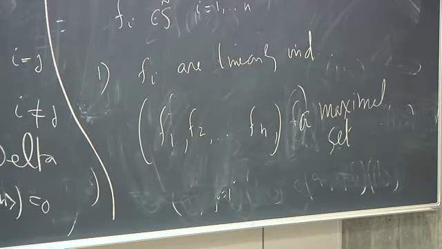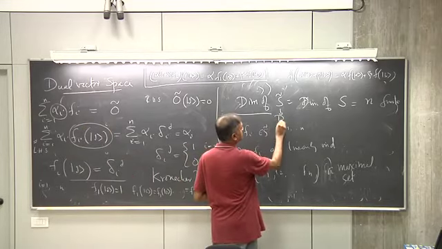Okay. So this is called the dual vector space.